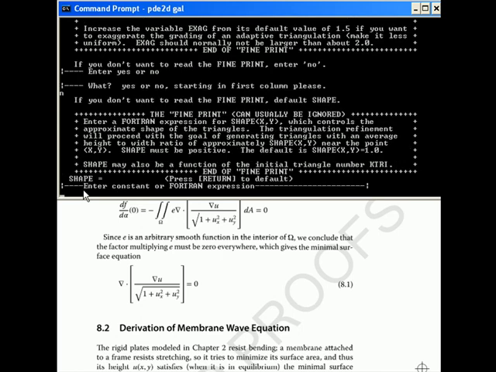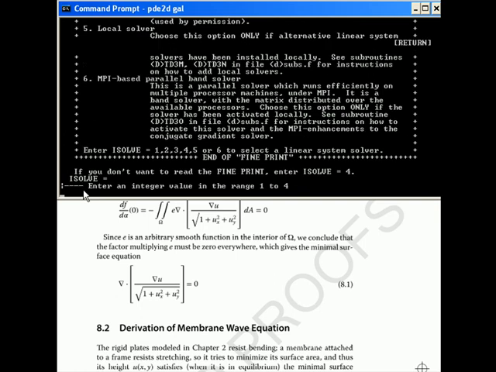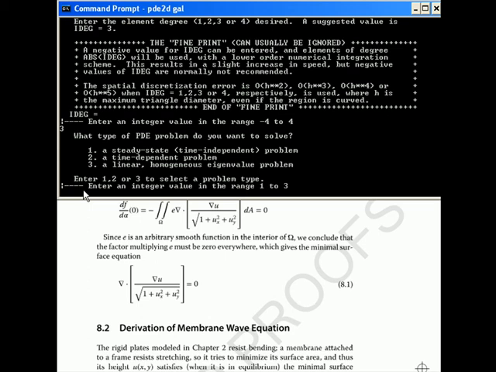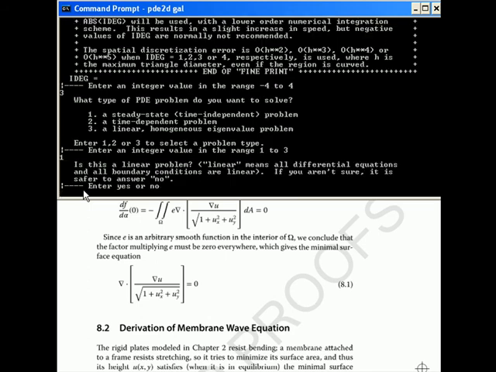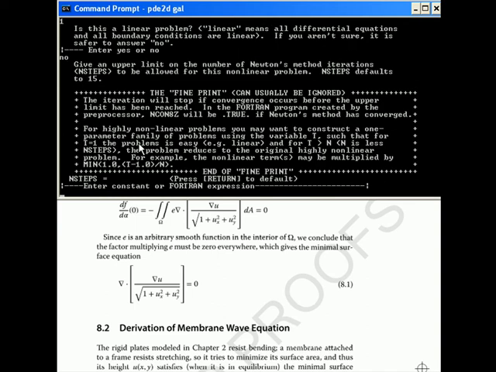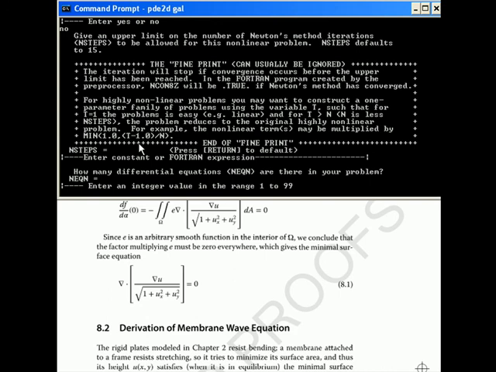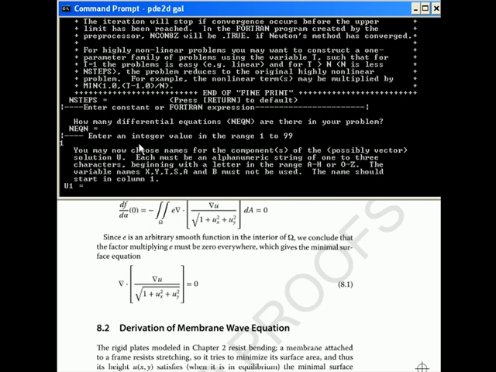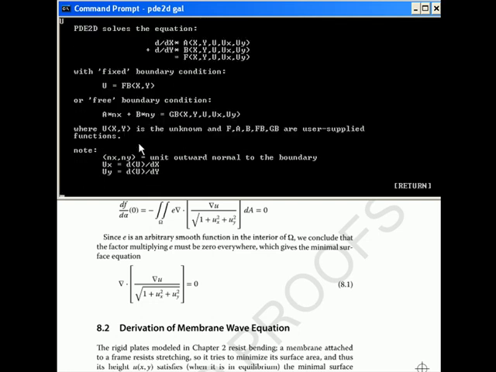This is if you want a non-uniform triangulation. We haven't done an example like that. It's a steady state problem. Is it linear? No, it's very nonlinear. It involves derivatives of u in the denominator under square root, so it's very highly nonlinear. How many steps of Newton's method? Let's use the default 15. And one equation, let's call the unknown u.